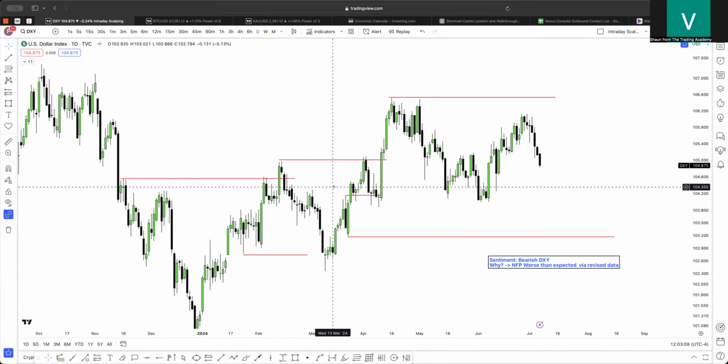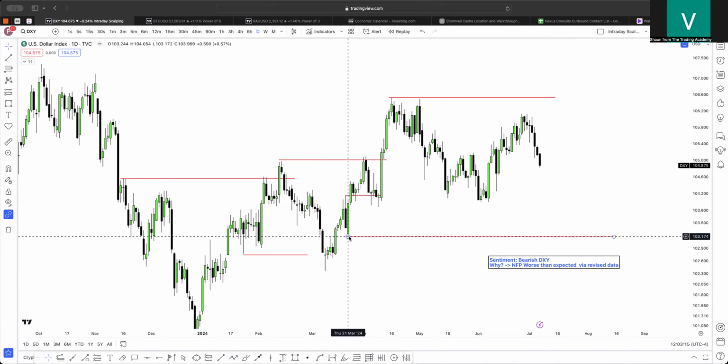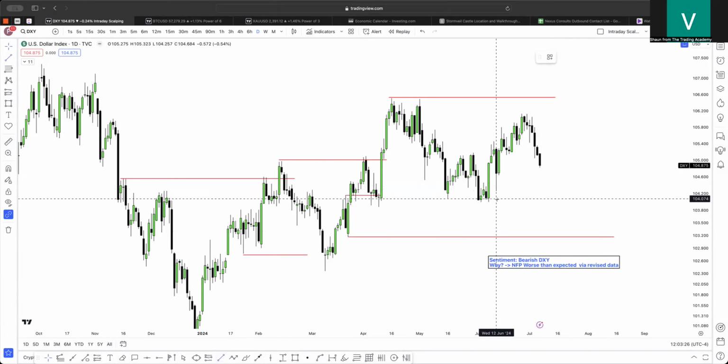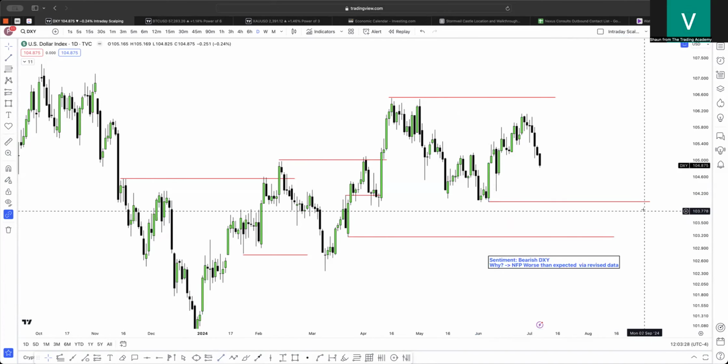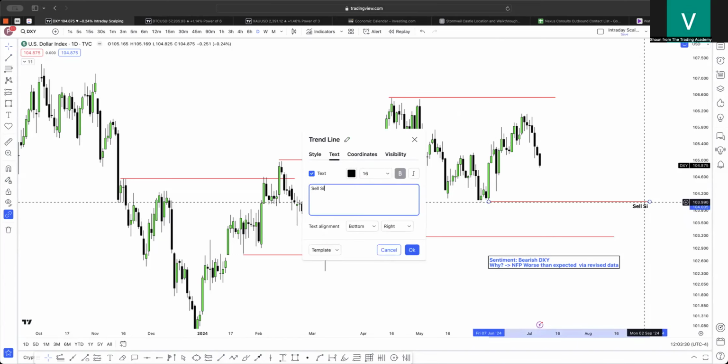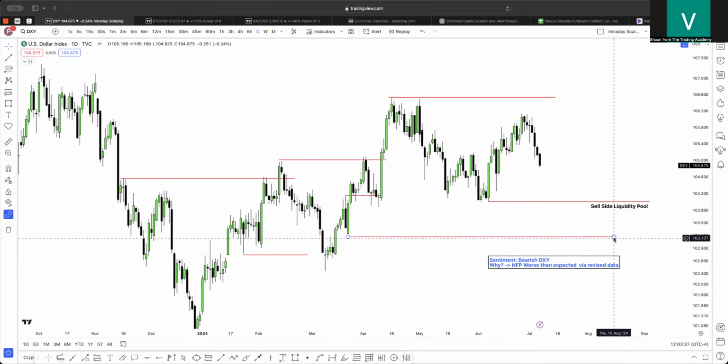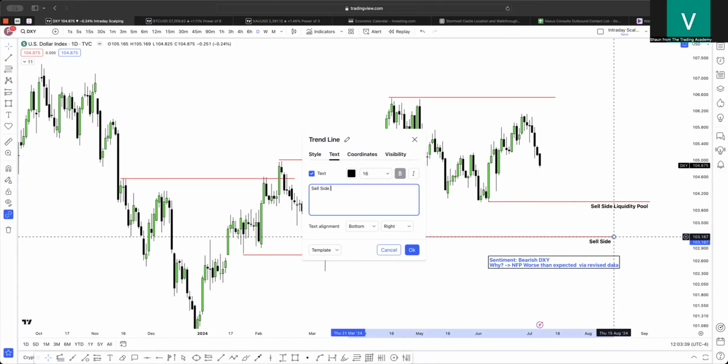Now, as per a target, what is a potential target that we could be looking at? Why? Because this has no order pairing associated with it on the daily chart. Okay. And this is our preliminary target, and that preliminary target would be this sell side liquidity pool. Okay. This is going to be our preliminary target.